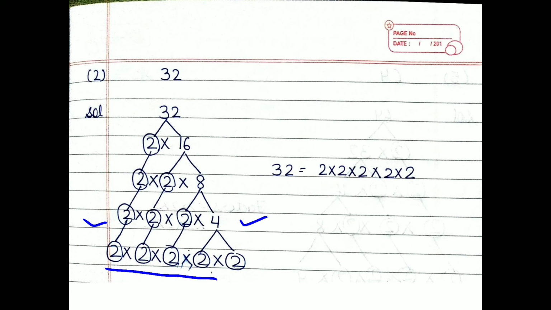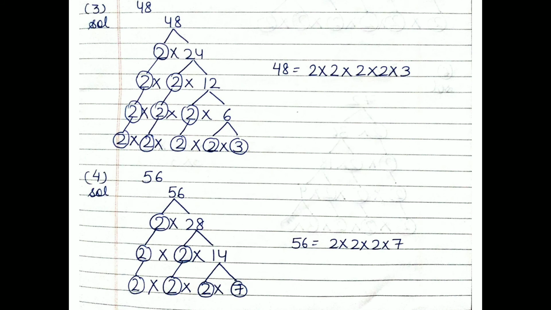And now we will write the factors of 4. 4 comes in 2 2s are 4. Now factors finish, you will stop. So all the numbers which come down are called the factors of 32. So you will write all the factors in this manner: 2 into 2 into 2 into 2 into 2. Clear students?